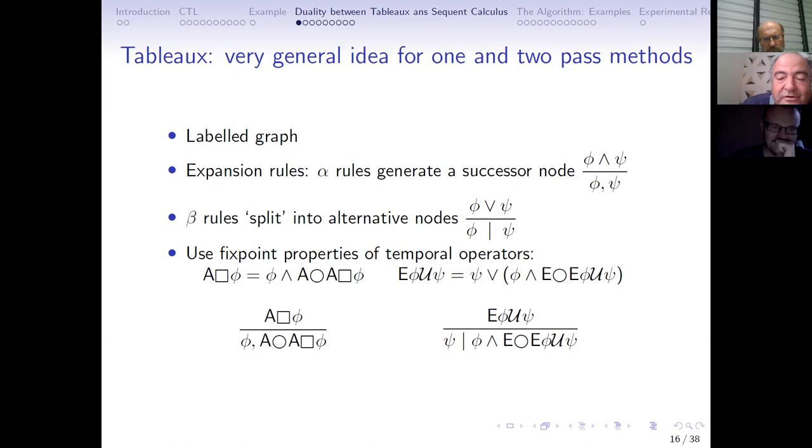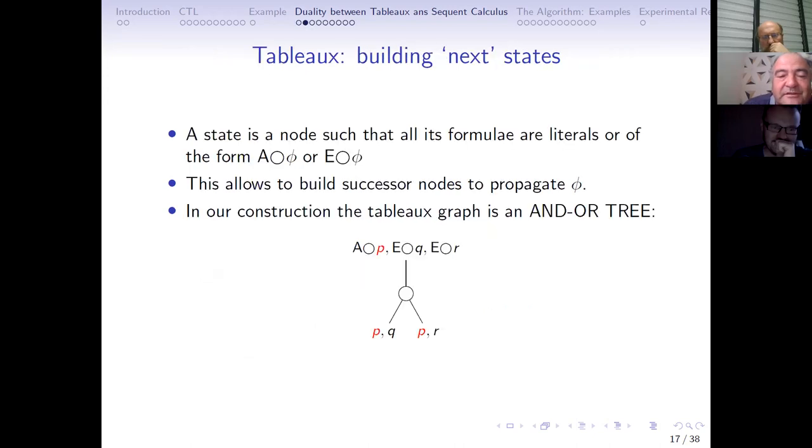And the rules for the tableau, so I gave you just two examples here, would follow that equation. So you see the for all always phi rule would require to stay on the one branch of the tableau, while if you use the minimal fixed point, which is until, you have a beta rule, so you split the construction.